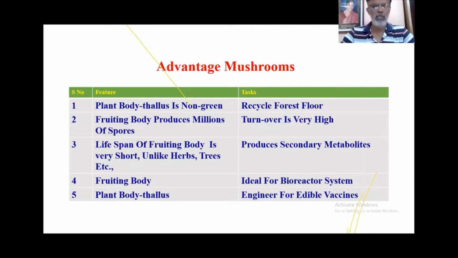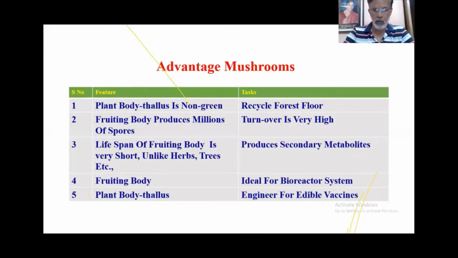Another very important thing that we need to realize with mushroom is that its lifespan is very, very short compared to a tree, a herb, or a fruit tree. Very, very short. And usually trees give us secondary metabolites. But mushroom, with its very short lifespan, provides us a good number of secondary metabolites. You cannot compare a mushroom with a tree. But still, the mushroom, which is very humble, can provide us secondary metabolites. I will tell you in the lecture what secondary metabolites it produces.